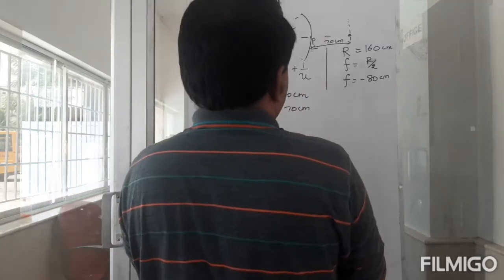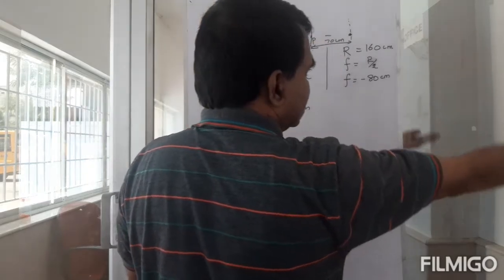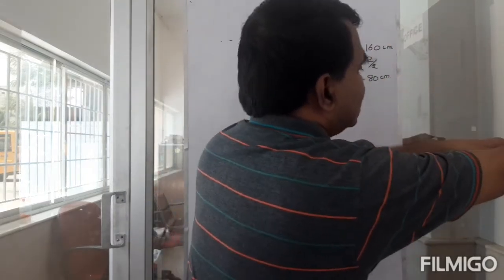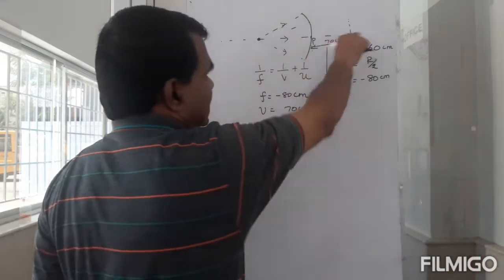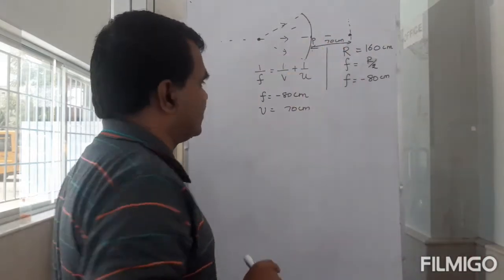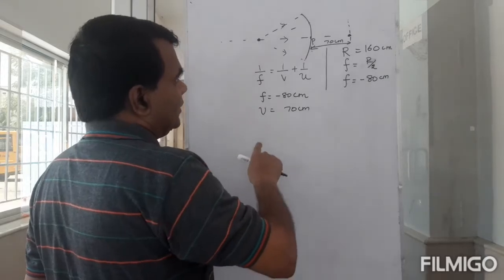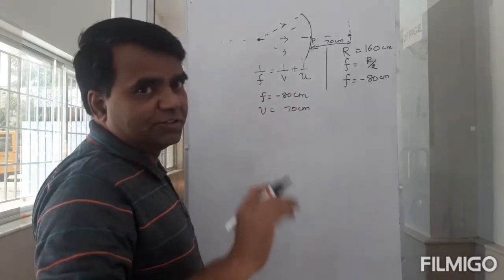Well, this is the pole, and the image is found on this side. This is the direction of light. So I am measuring the distance in the same direction as the direction of light. So this will be 70, that is 70 centimeters. Okay? I don't know u. Now I need to find u.